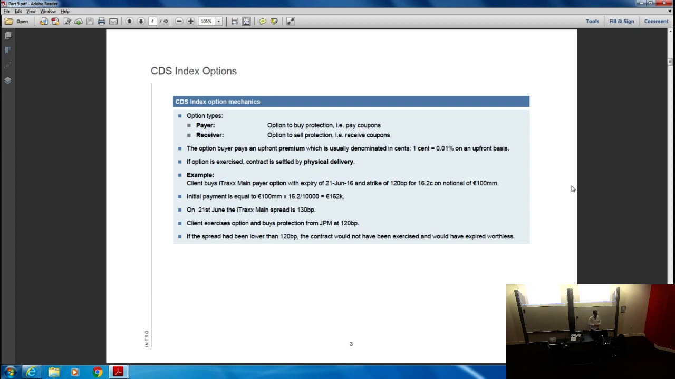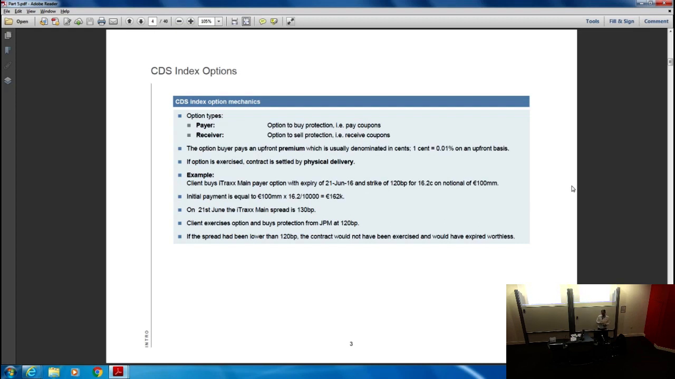in order to buy protection for a June expiry option at a strike of 120 basis points. If on the 21st of June the index is trading at 130 basis points, you exercise your option, so you have the right to buy protection at 120, even though the market is at 130. That's the right that you've bought, that's the option that you've bought. So you basically pay an upfront amount based on entering the index at 120, and then you can go and unwind the option in the market at 130. So if the index spread had been below 120 basis points, you wouldn't bother to exercise that option.